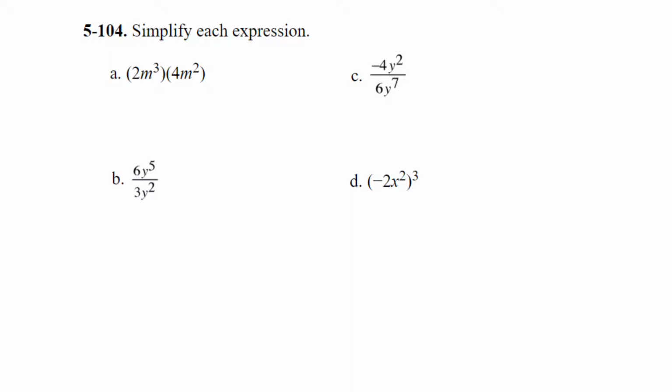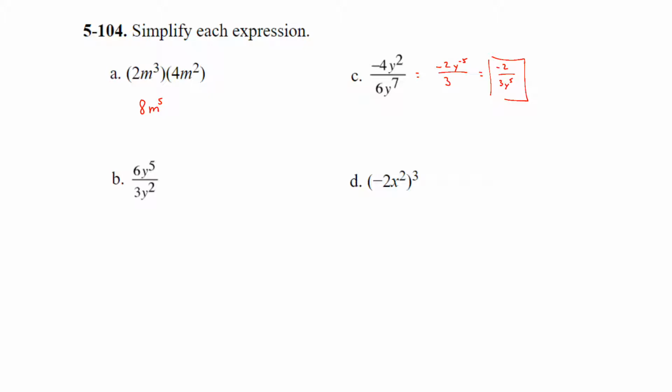Question 104, simplify each expression. So we are looking at some of the properties of exponents that we have learned. So multiplication, 2 times 4 is 8. M to the third times m to the second is m to the fifth power. You add your exponents. With division, you can simplify. So that would be negative 2 thirds. And then you can subtract your exponents with division, which would be 2 minus 7 would be negative 5. And then we have to move the y to the negative fifth to the denominator and make it positive y to the fifth. So negative 2 divided by 3y to the fifth power.